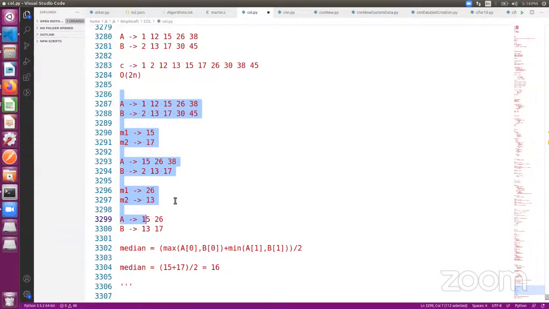So understood this, right? The procedure is also simple. You can just find the middle and compare m1 and m2. Whenever m1 is less than m2, take the right half of A and the left half of B. And if it's the other way, if m1 is greater and m2 is lesser, take the left half of A and the right half of B, and proceed this till you get a two element array. Once you reach two elements, apply this formula and you'll get the answer.